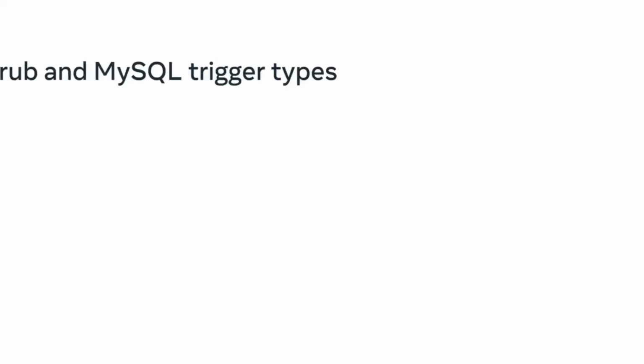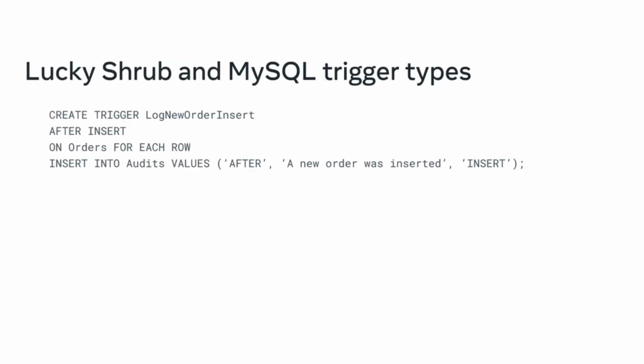Lucky Shrub want to maintain an audit trail of all updates made to their orders table. With an after insert trigger, they can send a log message from the orders table to the audits table each time a new order is inserted.